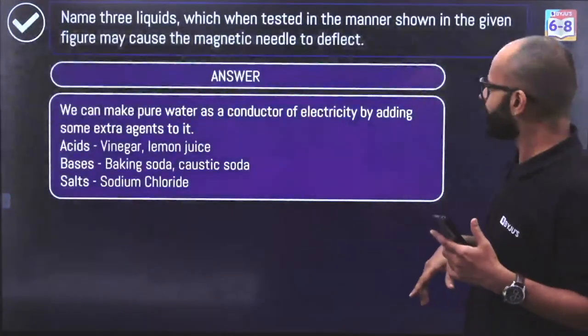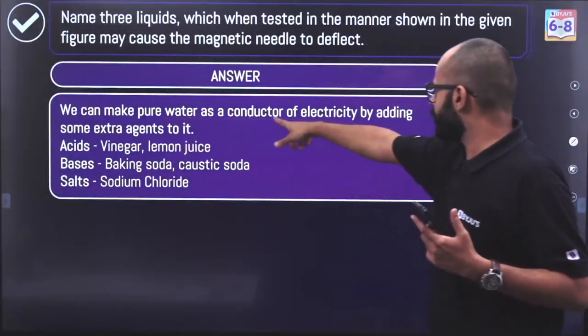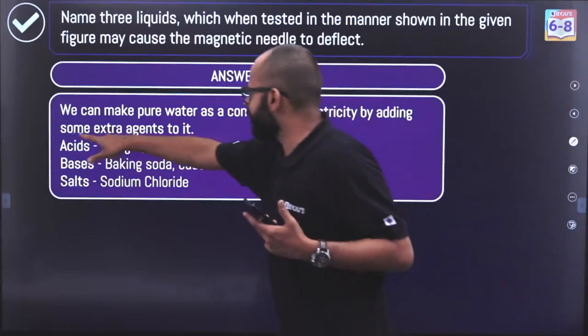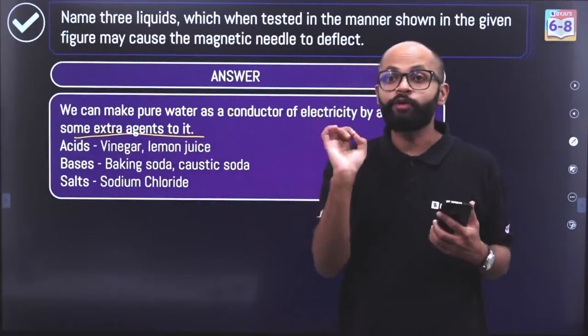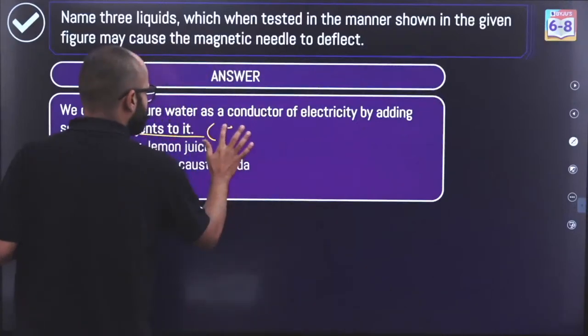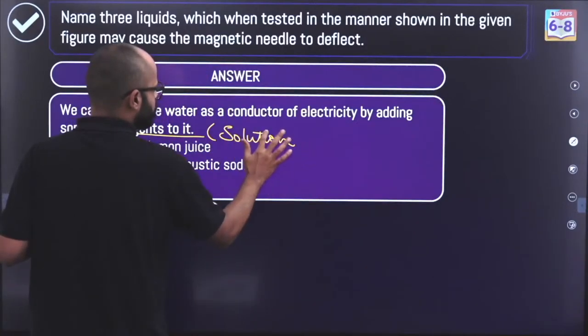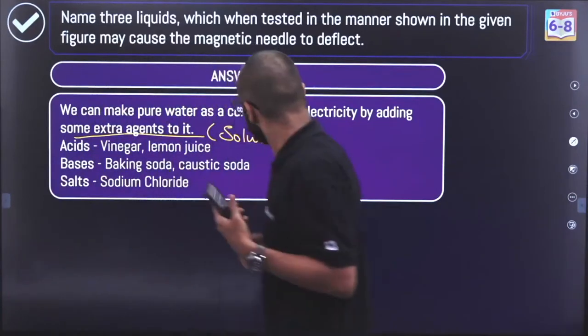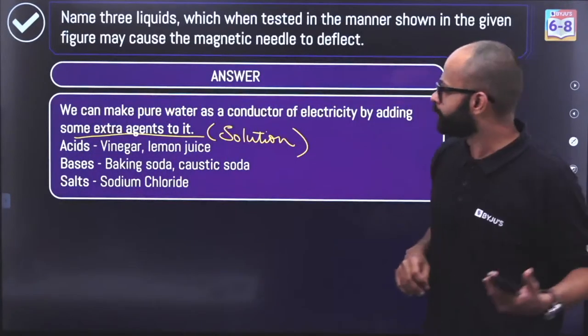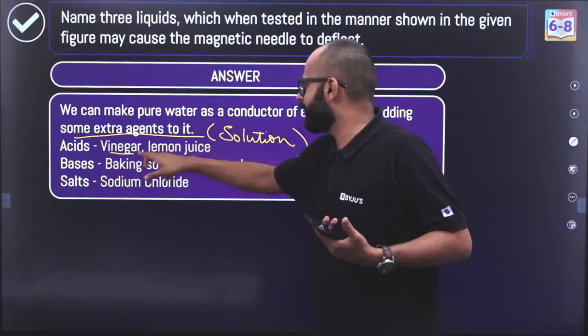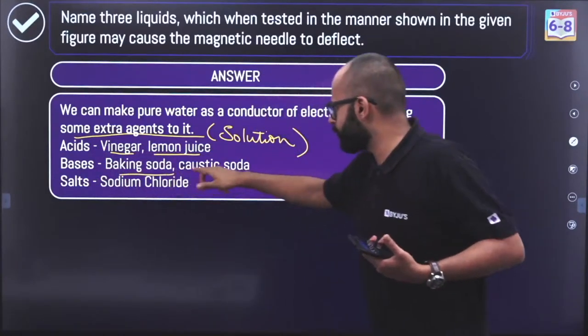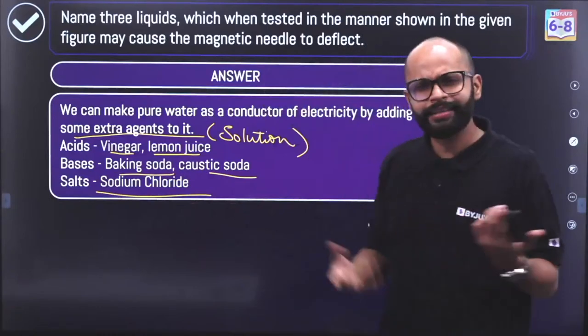So the answer would be, we can make pure water a conductor of electricity by adding some extra agents to it. You have to make solutions. Now acids, you can add vinegar, lemon juice; bases, you can add baking soda, caustic soda; salt, you can add sodium chloride, that's it.